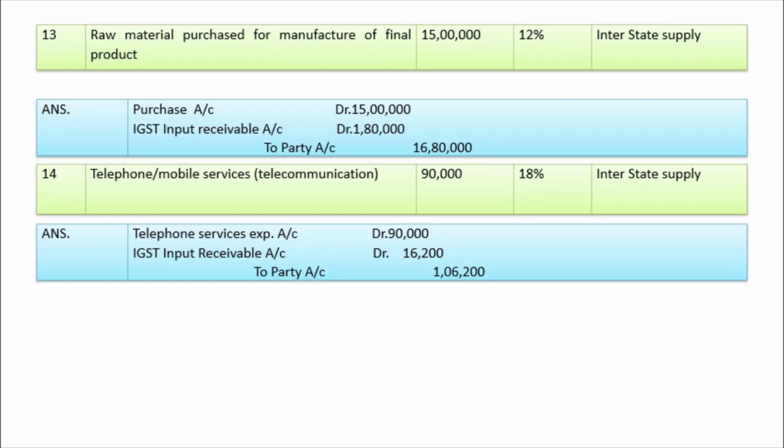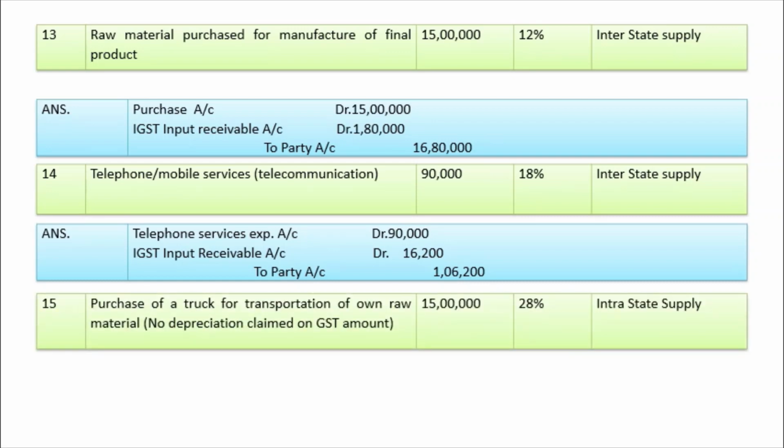telephone service expense account debit 90,000, IGST input receivable account debit 16,200, to party account 1 lakh 6,200. Now the next transaction is: purchase of trucks for transportation of own raw material. No depreciation claimed on GST amount. 15 lakh. Rate of GST is 28% and intrastate supply. For passing the entry, we should know whether credit is available or not. Here, it is a purchase of truck, that is, a purchase of motor vehicle.